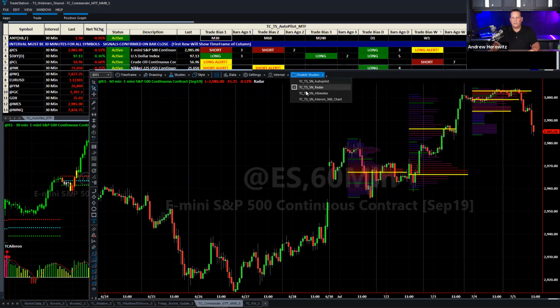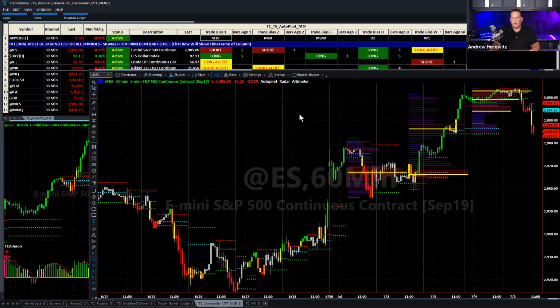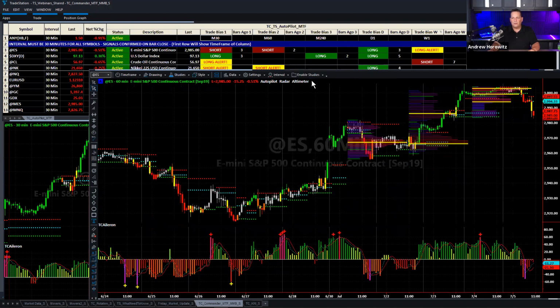Like I said, enable studies. There's your altimeter, your autopilot. This is what we like to look at right here. Sometimes we take the radar off. That's the kind of look that you're used to seeing on this. We have the aileron on the bottom here showing that the momentum has changed on this. And you're seeing that the autopilot is showing on. Now we're looking at right now a 60-minute chart. You can see that in the background. You can set your background to show this.